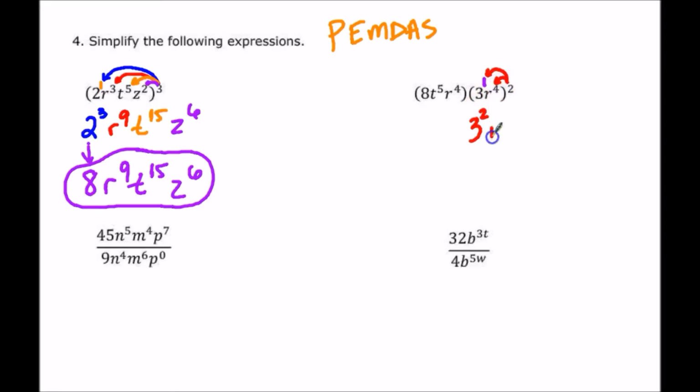2 times 4 is 8. So there's my first parenthesis. And over here, nothing changed. Oh, that's a t there. That's a 5 there. There we go. R to the 4. So that 2 only affected that set of parentheses.